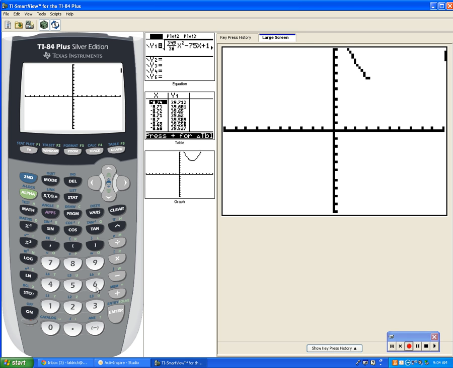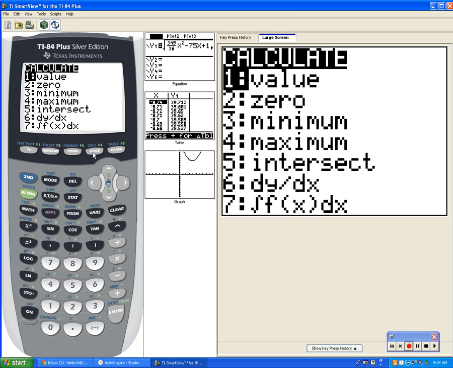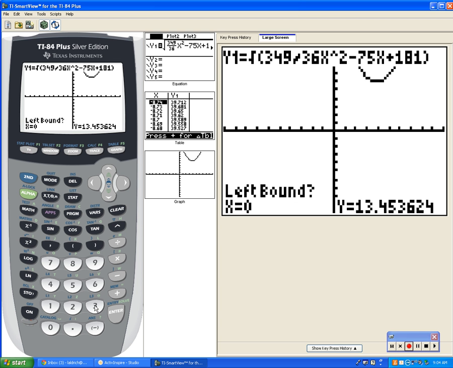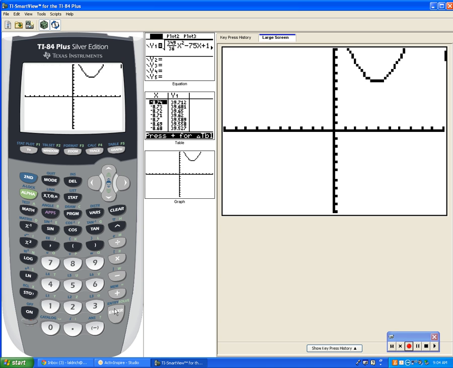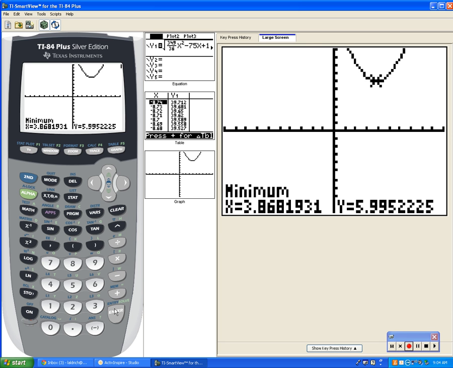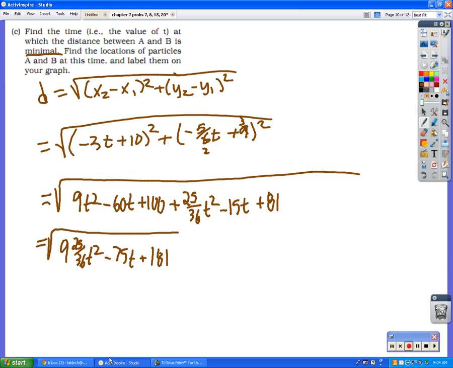Okay, so there is the little parabola that we get out of that. And what are we looking for? The minimum, the vertex. So I'm going to go second trace minimum. Let's go left bound, I don't know, 0. Right bound is maybe 8. And then my guess would be around 4. And the minimum is when t equals 3.868.